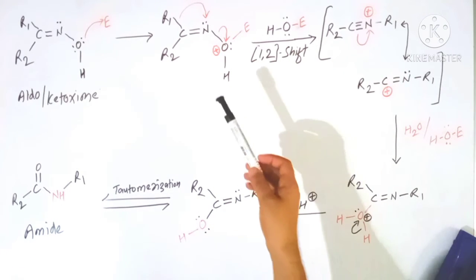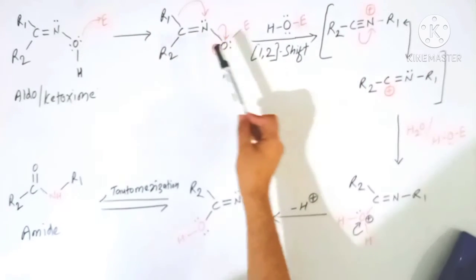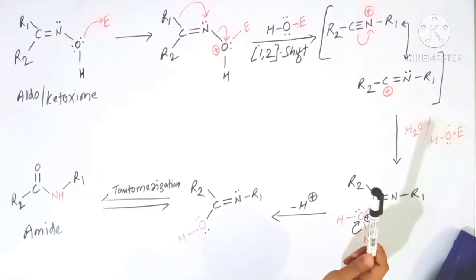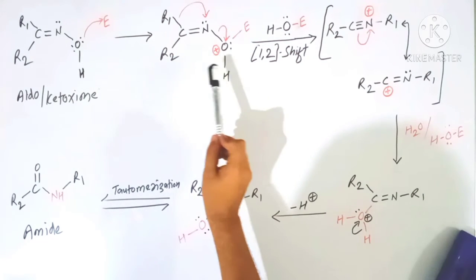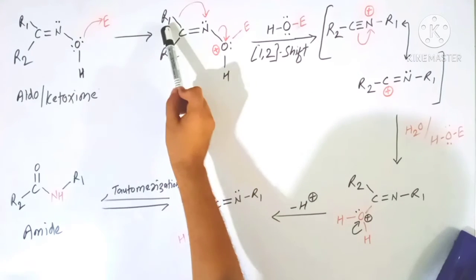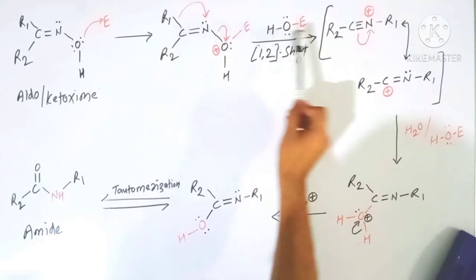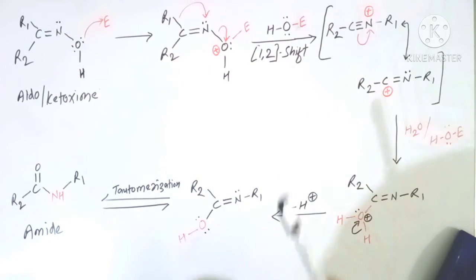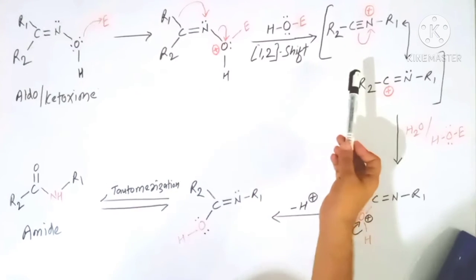So the departure of the leaving group is accompanied by the 1,2 shift of the R group, and that R group will migrate which is opposite to this hydroxyl group or leaving group. So here R1 is opposite to this hydroxyl group, so R1 migrated to the nitrogen. So in this way this R1 migrates to the nitrogen. This shifting results into the formation of a carbocation.